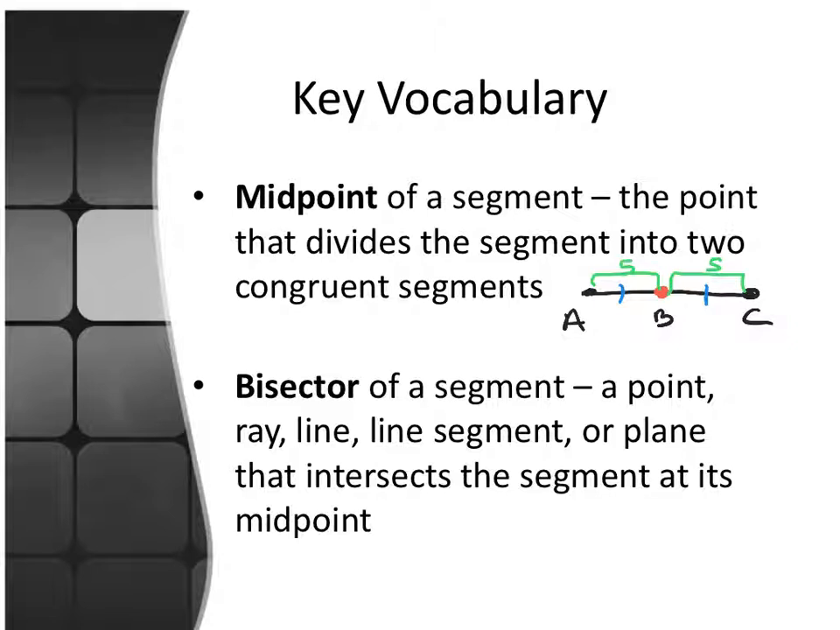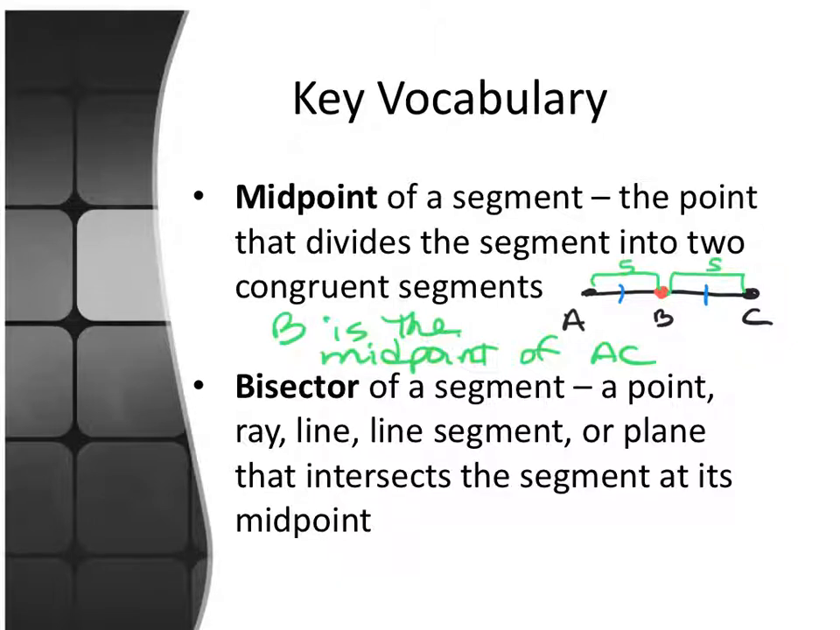So they're either going to need to label your picture with congruency marks or label it with values, or say B is the midpoint of AC, okay? So you have to be told that it is. You can never assume anything.